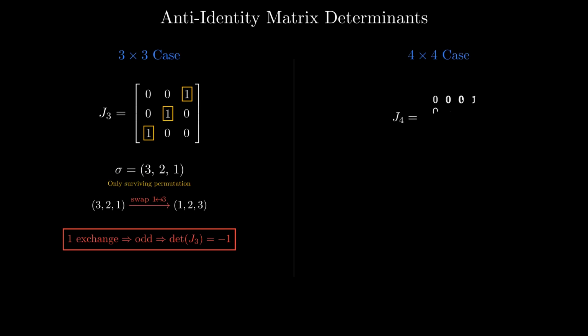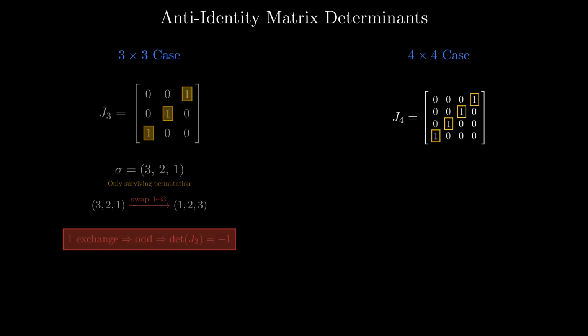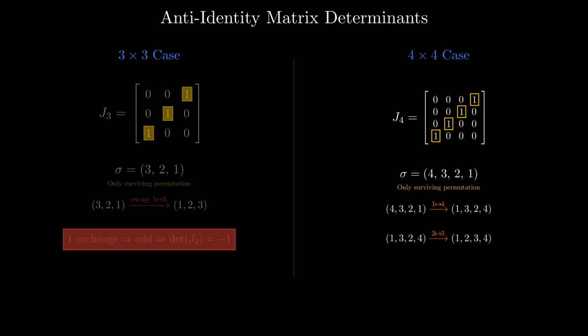Now consider the 4x4 anti-identity matrix with ones on its anti-diagonal at positions 1, 4, 2, 3, 3, 2, and 4, 1. The surviving permutation is 4, 3, 2, 1. First, swap positions 1 and 4. 4, 3, 2, 1 becomes 1, 3, 2, 4. Then swap positions 2 and 3. 1, 3, 2, 4 becomes 1, 2, 3, 4. That's 2 exchanges, which is even, so the determinant equals +1.